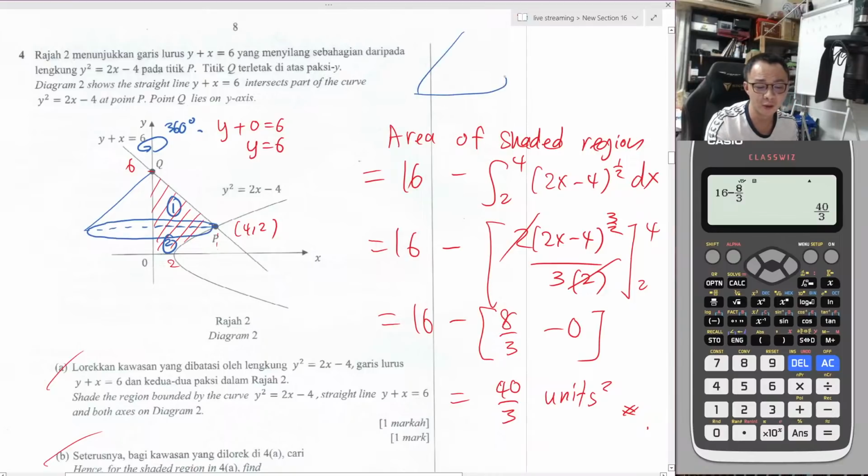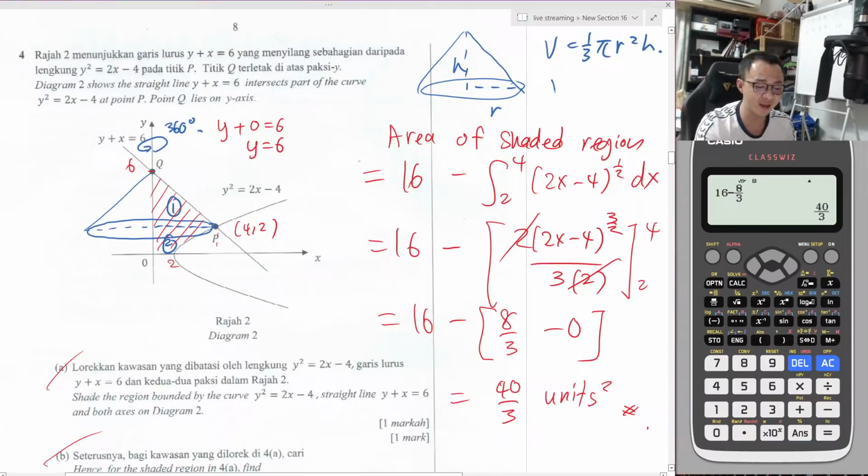So the formula for the volume of a cone, you should know also, right? It's 1 over 3. There's an R here, there's an H here. So the volume is 1 over 3 pi R squared H. So I can get this volume really fast here. So 1 over 3 pi.